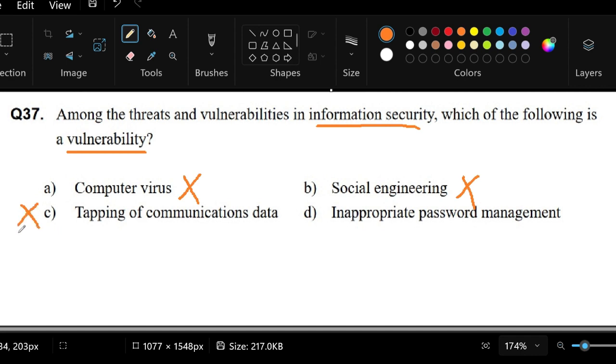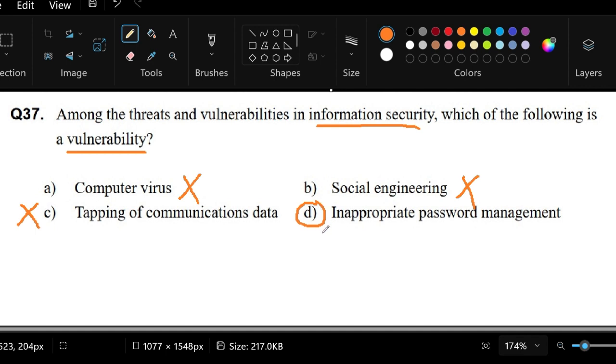So we cross this out, and we have left letter D, which is inappropriate password management. I think this is a vulnerability because it's something that we ourselves are supposed to do, and it's not like we are using this method to attack another computer system, another computer account. This is something that we ourselves do, and so if we can't do this well, then we are vulnerable to exploitation, attacks, being taken advantage of. Okay, so in that sense, the correct answer is letter D.